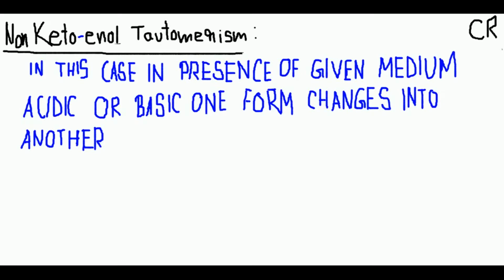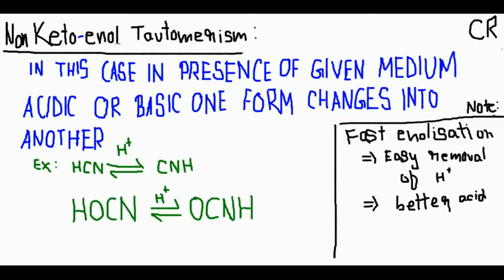Next, non-keto-enol tautomerism. In this case, in presence of a given medium, acidic or basic, one form changes to another. This is known as non-keto-enol tautomerism. Let's take an example. You have HCl in dynamic equilibrium with CNH. This type of dynamic equilibrium, when you change the acidity, is known as non-keto-enol tautomerism. You have a second one, here you have HOCl and OCNH.